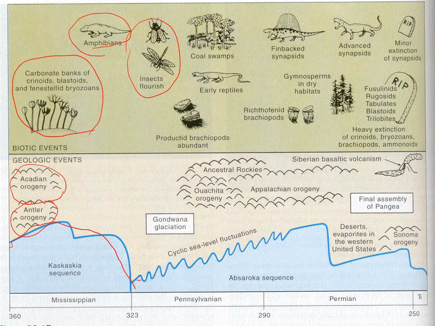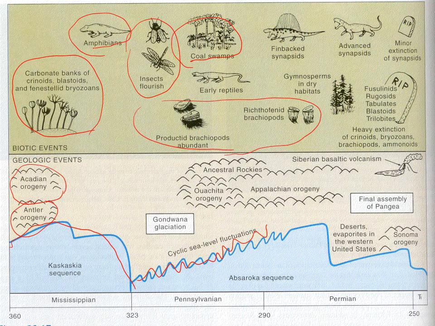As we go into the Pennsylvanian, we have our fluctuating sea levels, as apparent from the preservation of cyclothems, which include coals from our coal swamps. The productid and rhynchonellid brachiopods are diversifying throughout the Pennsylvanian into the early Permian, as are early reptiles, including our finback synapsids and then our advanced therapsids.